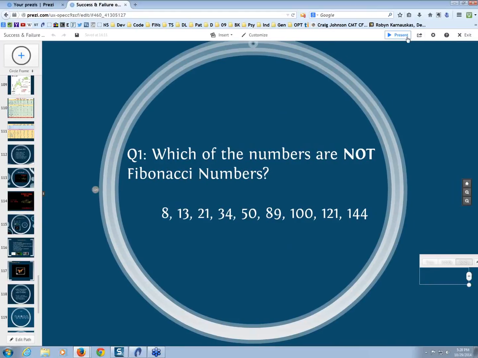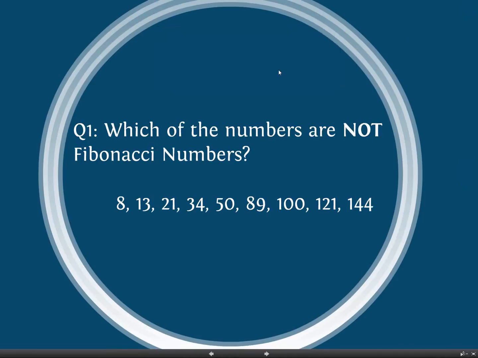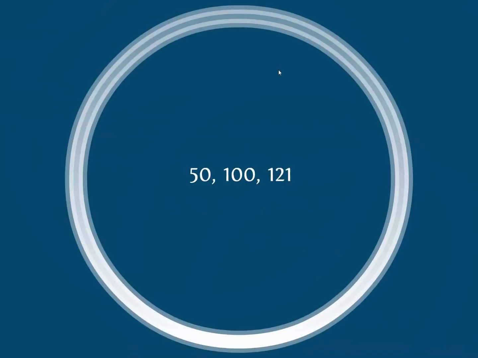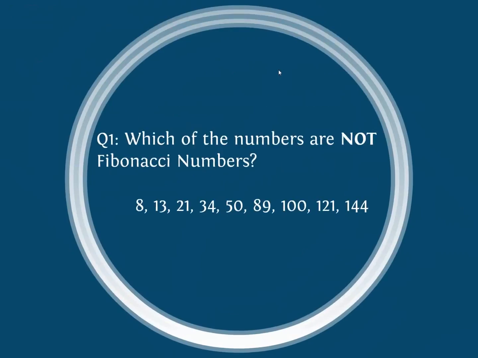I'm just going to give the answer. So that's the one: 50, 100, and 121. A lot of people think that 50%, 100%, percentages are Fibonacci numbers, but the 50, 100, 121 are not Fibonacci numbers. So Lawrence is right. Lawrence, still waiting for your BMT username. So guys, please have that ready.